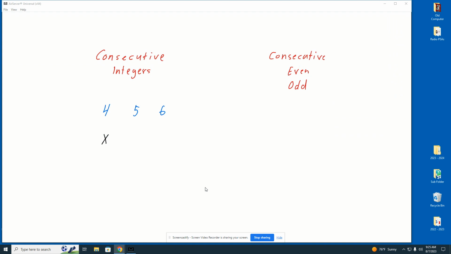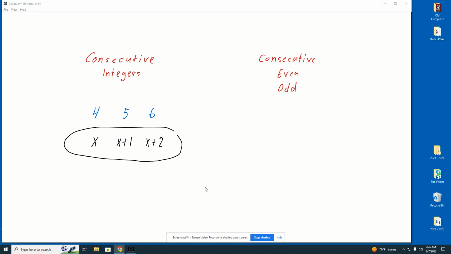Now, if I know that the first one is X, how would I define the next one? X plus 1. How would I define the third one? X plus 2. And I could keep doing this all day, right? The next one would be, you see, we could keep doing this as many as we needed to do. So when I do consecutive integers, I use this method right here. Okay? Now, let me do the other one.